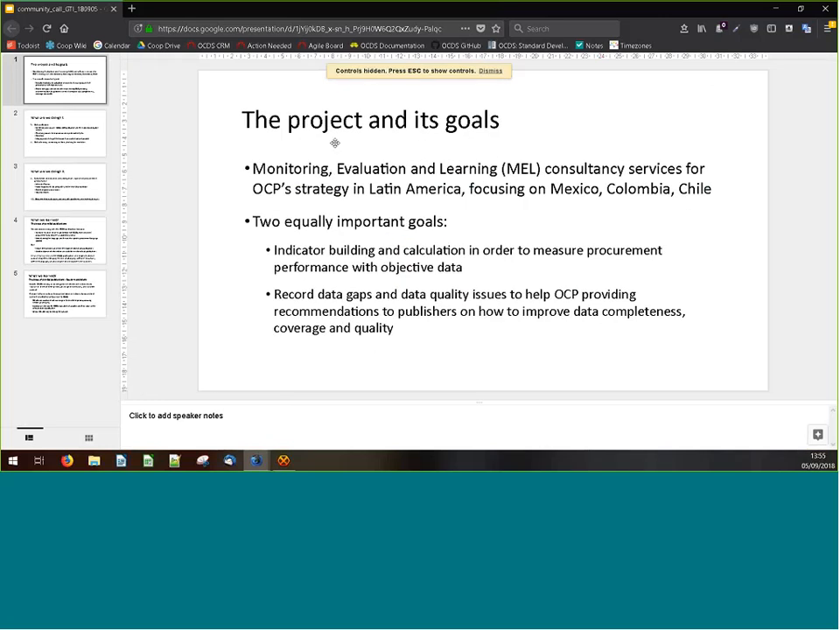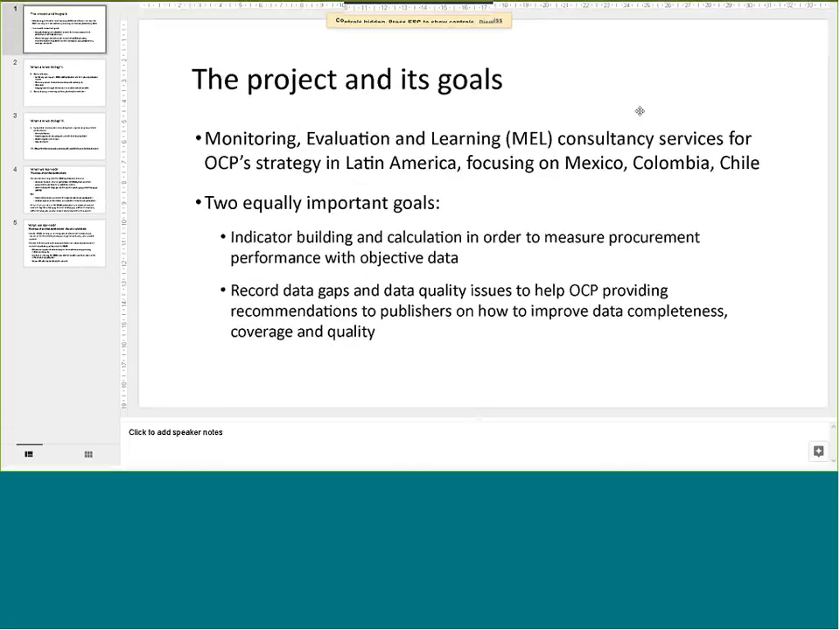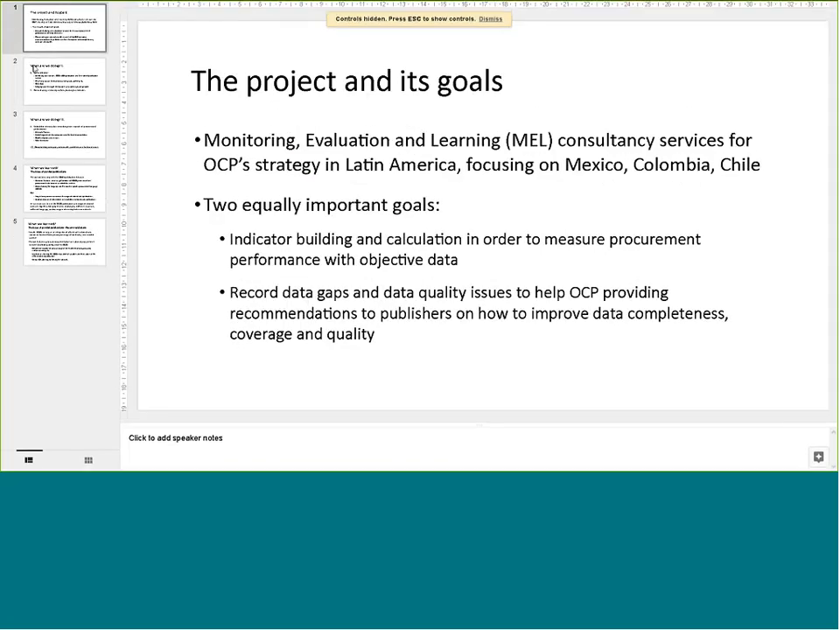In the meantime, I'm going to introduce myself. I'm working for the Government Transparency Institute, and we specialize in analyzing public procurement data. Currently we have a joint project with the Open Contracting Partnership. We are providing consultancy services in this monitoring, evaluation, and learning activity of OCP, which is part of their Latin America strategy.